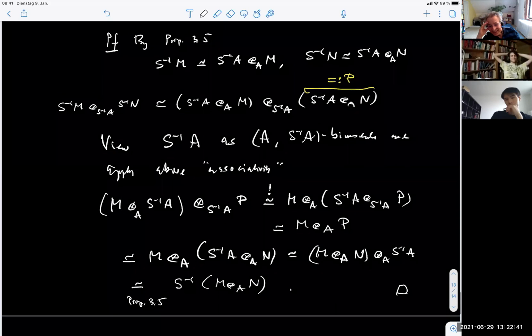Sorry for that. Okay. Localization you express as a tensor product, and then it's associative. And there is a little bit of a sophisticated argument because the rings change. But otherwise, that's it. Questions on that?